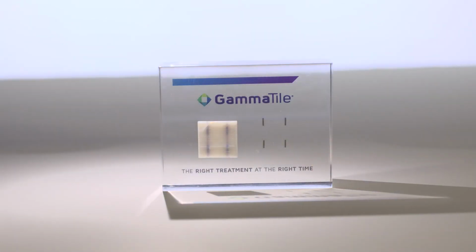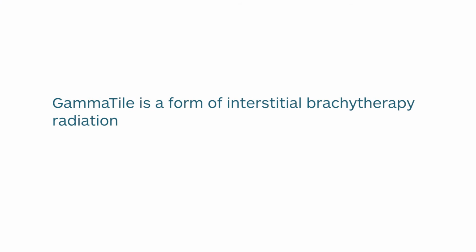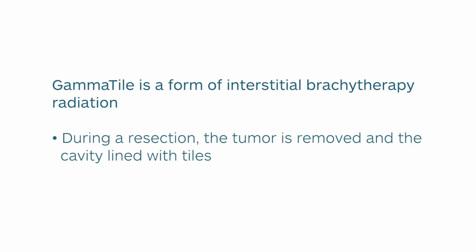However, recently there has been a development of something called gamma tiles, which I have a sample here. The gamma tile is a form of what we call interstitial brachytherapy radiation. And what we do with this is that during a resection where a recurrent tumor may have come back in a patient, we remove the tumor and then we line the cavity with these tiles.